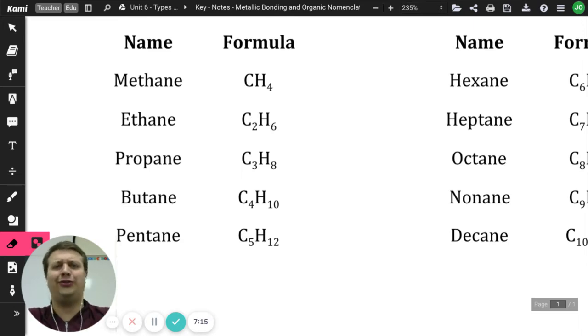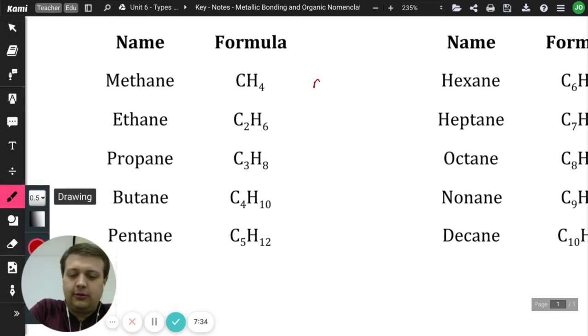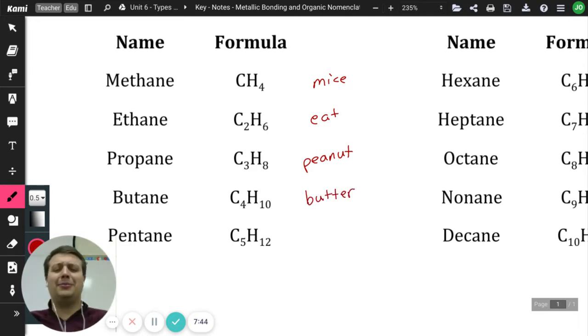So you're like, okay, well, how do I remember those organic compounds and the order that they go in and their formula on top of everything else? Well, I focus on the first 4. So to help me remember those first 4, I say mice. So mice eat peanut butter. Okay, mice eat peanut butter. Pretty simple, but the purpose of that is to help you remember those first 4.